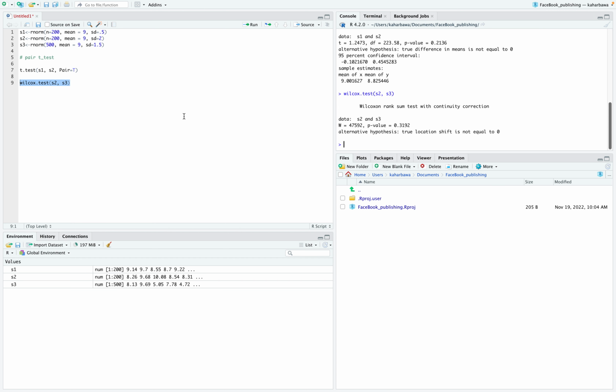Let's jump right to it. We are going to do the same with Python. So I'm going to explore Python now to see how we can go about this test using Python. The same tests actually, t-test and Wilcoxon with Python.